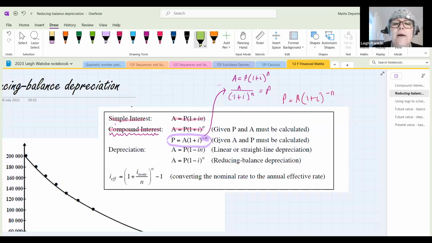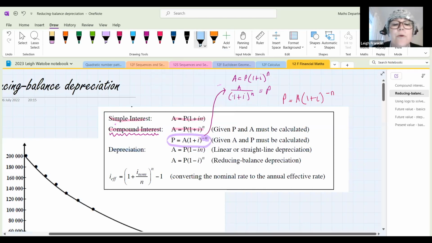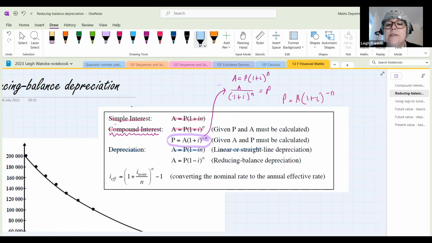Okay. The next thing is depreciation. That's what we're going to be talking about today. And there are two types. Either you can have straight line or linear depreciation, which also does not get asked very often. And then the important one, reducing balance depreciation. So reducing balance depreciation is like the opposite of compound interest.